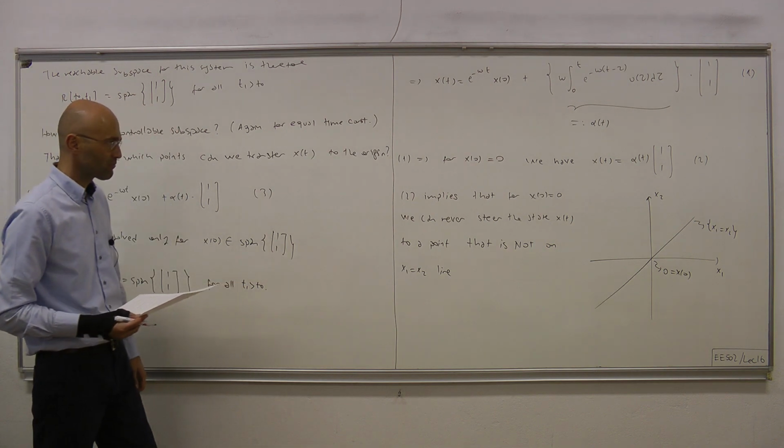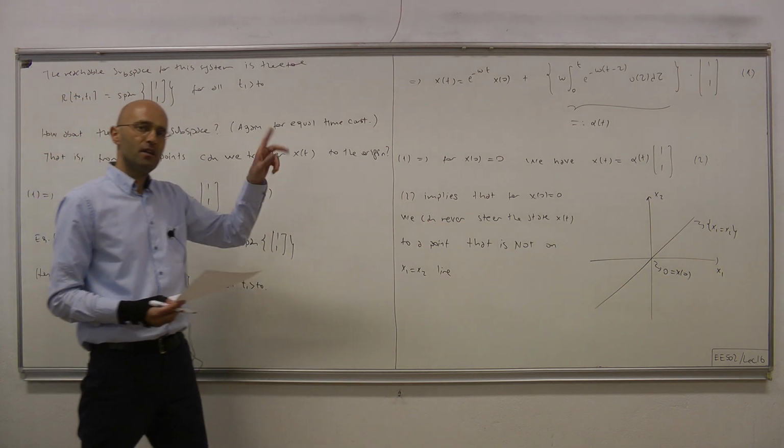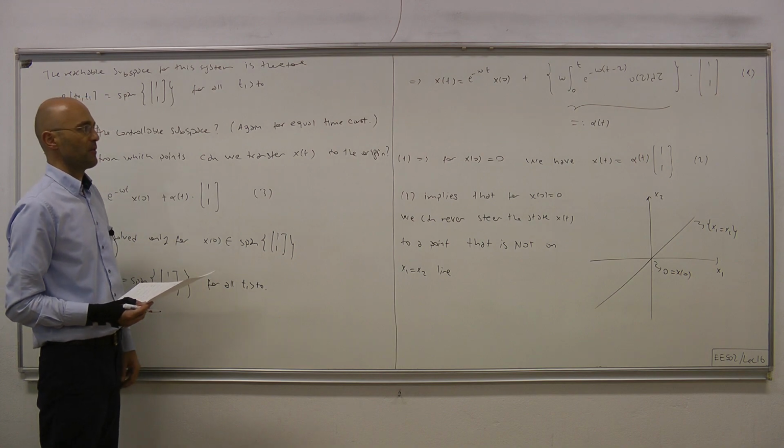Okay, and later on we'll see that if the time constants are different, omega 1 different than omega 2, then the reachable subspace and controllable subspace will be the entire space. Okay, R2.